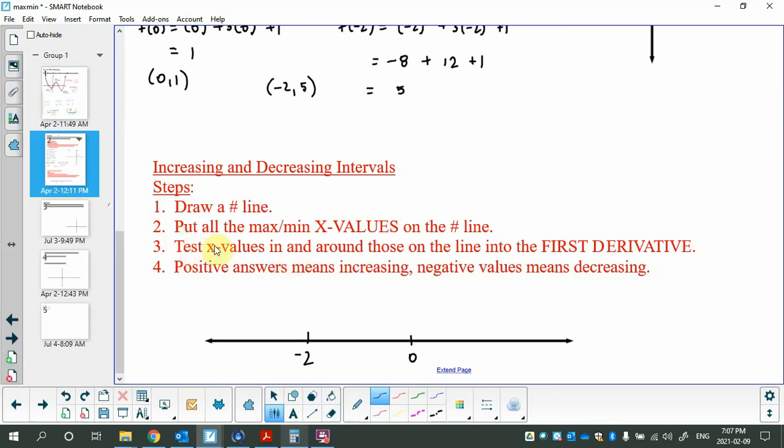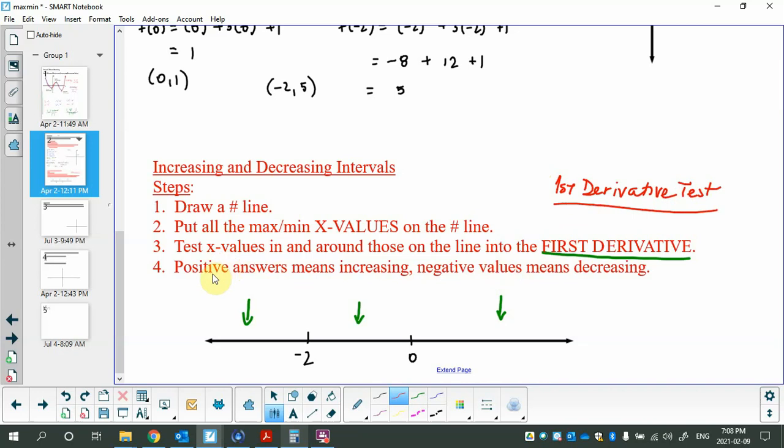Then it says test the x values in and around those on the line. So I need to test x values out here, in between those two, and out here. And I have to test them into the first derivative. So the name of this is also called the first derivative test, because you are testing into the first derivative. Go figure. When you get your result, positive answers mean that you're increasing, negative answers means that you're decreasing, and if you get a 0 answer, it means that you messed up somewhere.